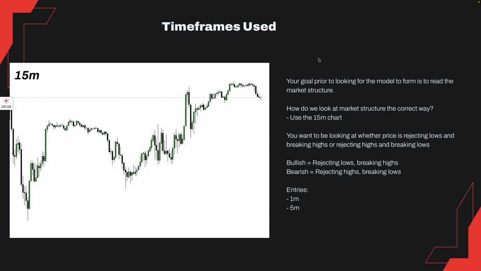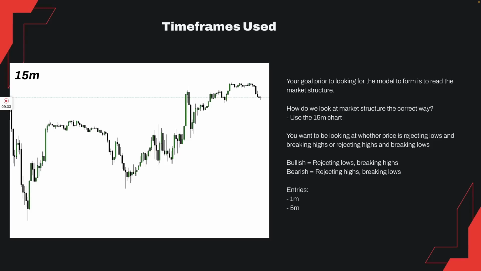So what time frames do we use? Your goal prior to looking for the model to form is to read market structure. Before you even try looking for your model, before you try seeing the London twilight model, you must understand market structure. Now, how do we actually find market structure?